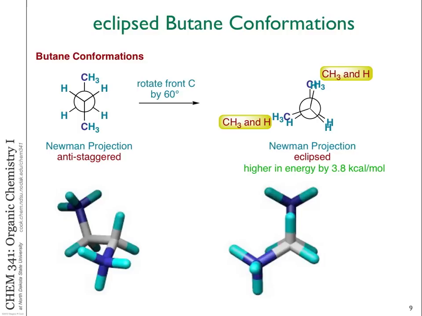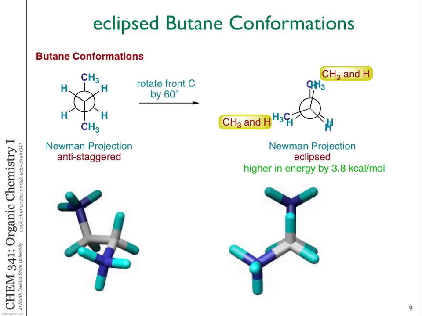So here, for example, we take this anti-staggered conformation of butane, again, looking down the bond between carbon 2 and carbon 3, and you start to rotate the front carbon to the right. What happens is that the CH3 here now starts to align and eclipse with the hydrogen in the back. And here, the CH3 from the back is aligning or eclipsing with a hydrogen in the front, right?